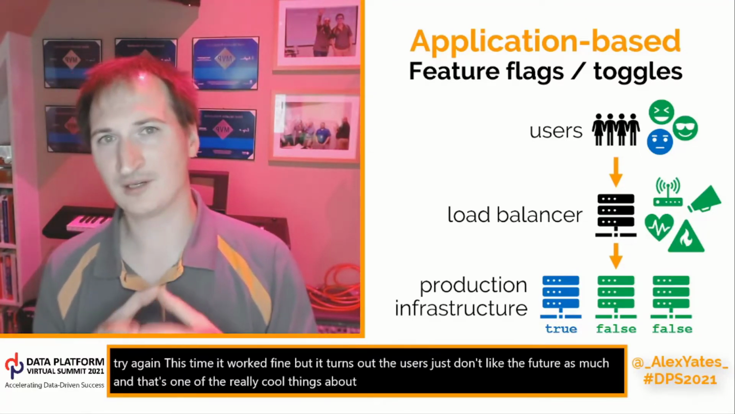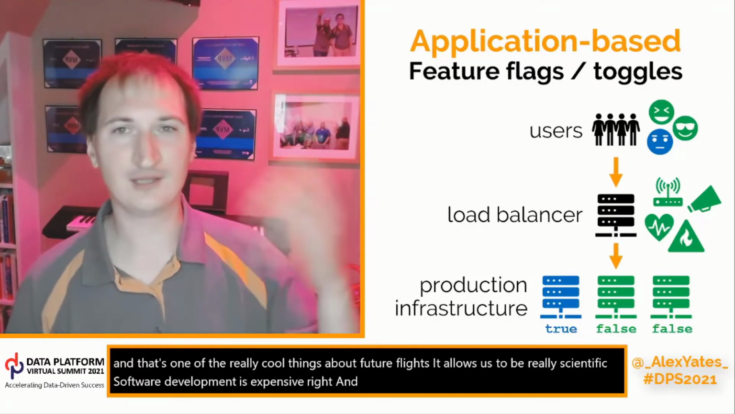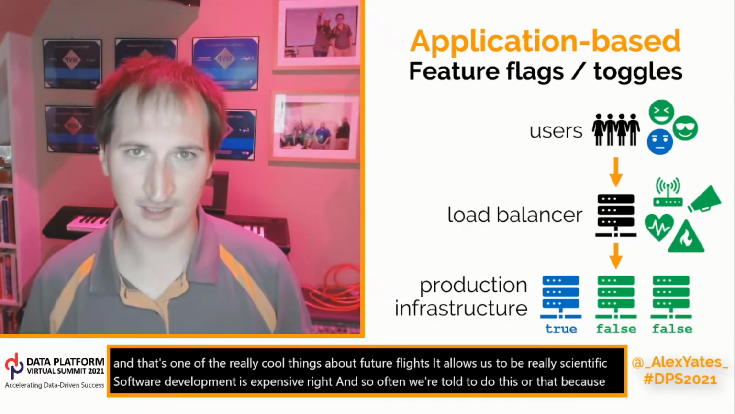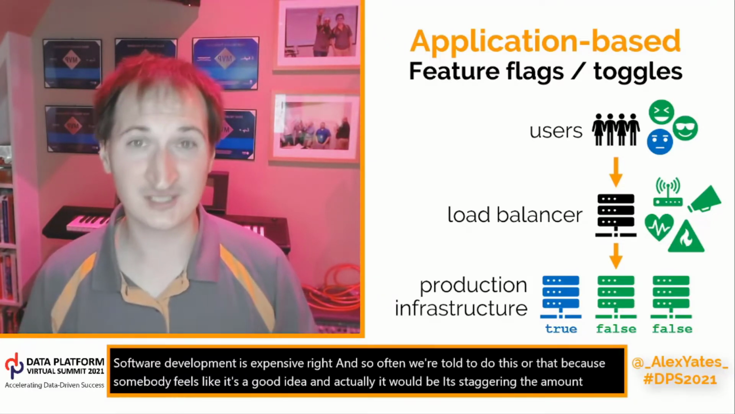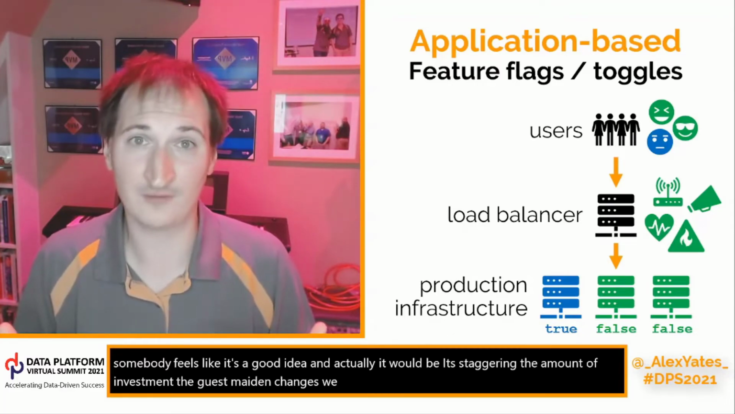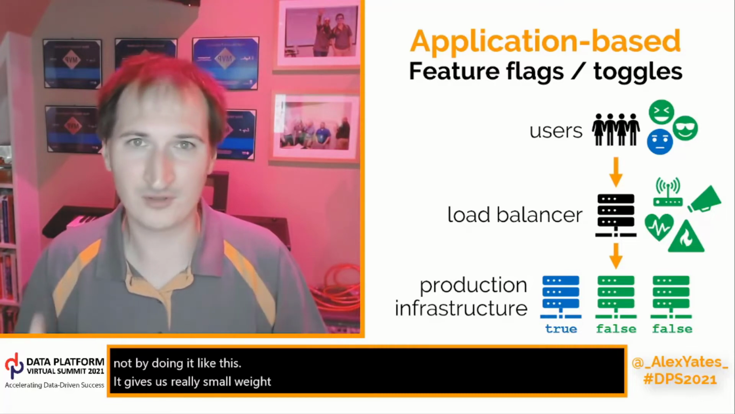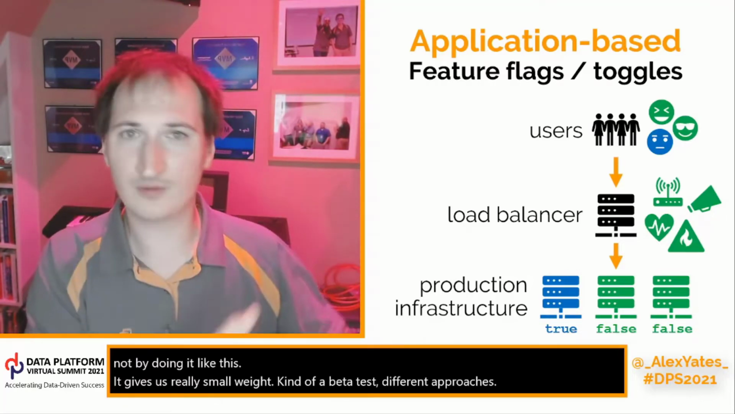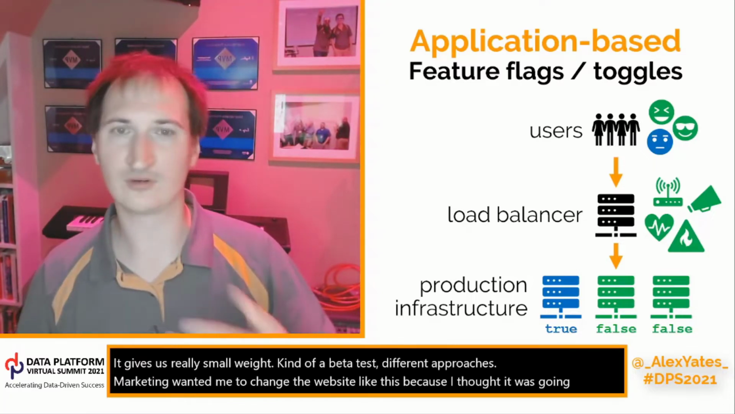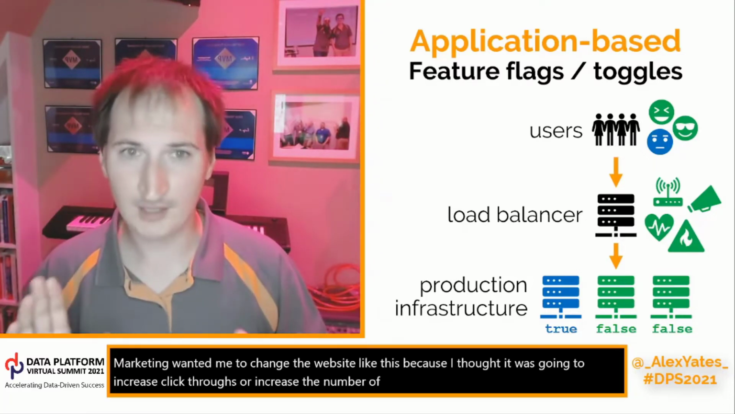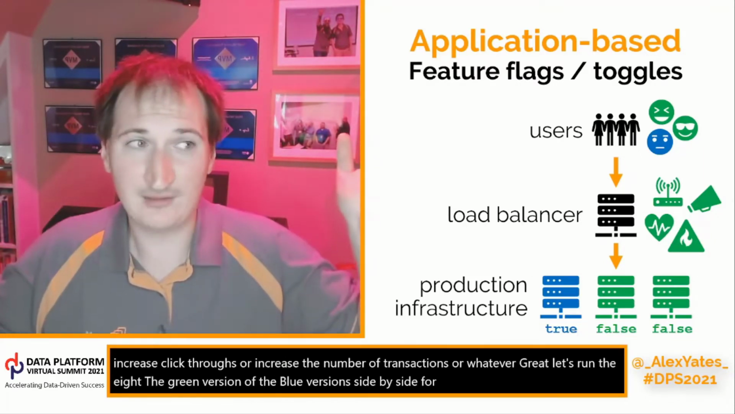It allows us to be really scientific. Software development is expensive, right? And so often we're told to do this or that because somebody feels like it's a good idea. And actually it's staggering the amount of investment that gets made in changes, and we have no idea whether it's working or not. By doing it like this, it gives us a really smart way to A/B test different approaches. Marketing wanted me to change the website like this because they thought it was going to increase click-throughs or increase the number of transactions or whatever. Great, well, let's run the green version and the blue version side by side for a while, and let's look at which one actually works.